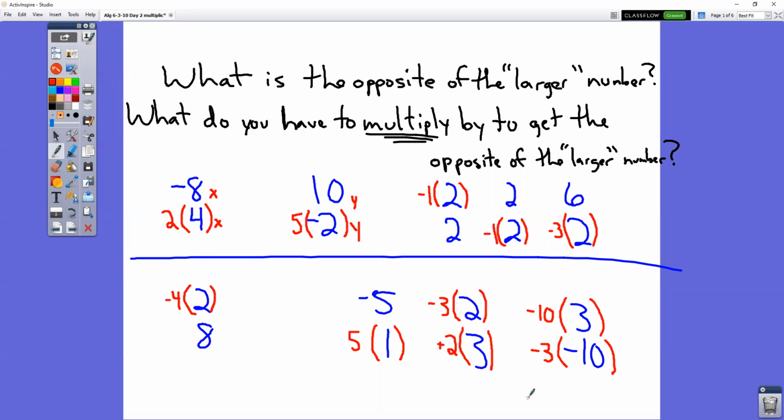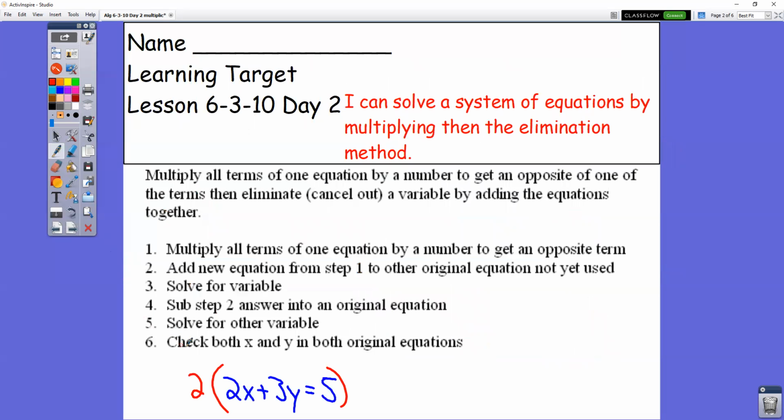You do have your choice in a lot of this, all right? It doesn't matter. You'll get the same answers in the end. But what you're trying to do is create your own opposites by multiplying. The one big thing, all right, and these are all the same steps as yesterday, except for step number 1, which is to multiply to create your opposite term.